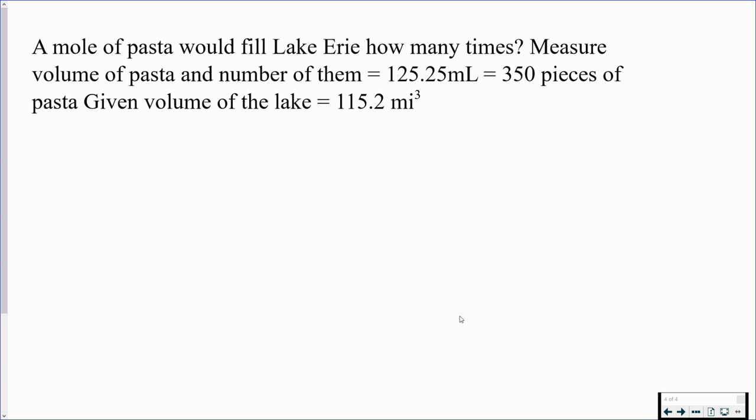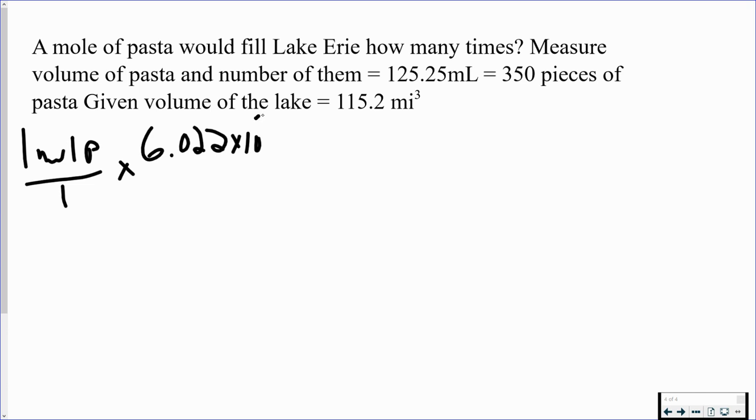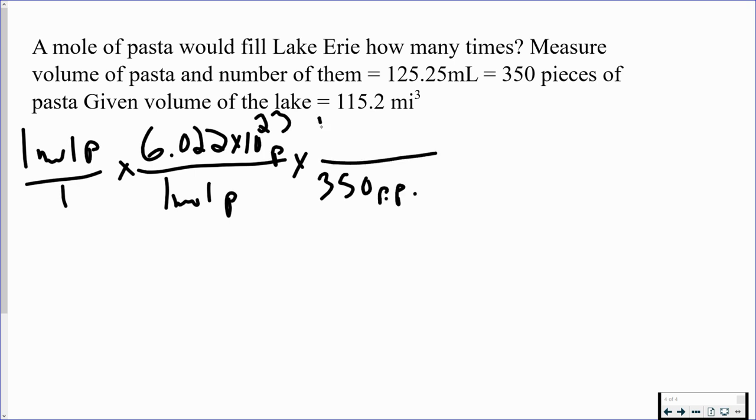3, 2, and 1. All right, we're going to start with our given over 1. 1 mole of pasta over 1, times Avogadro's number per 1 mole of pasta. That's the number of pieces that we have. Again, for this one, we need the pieces down at the bottom.